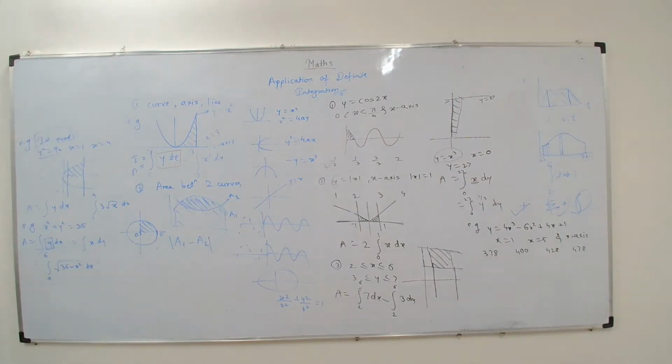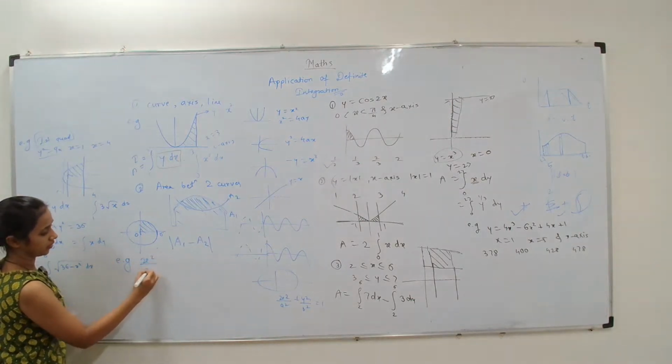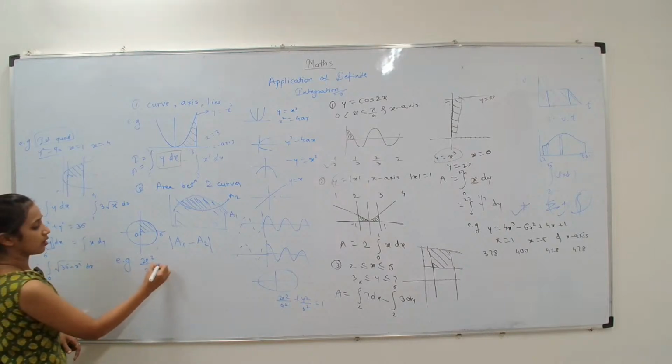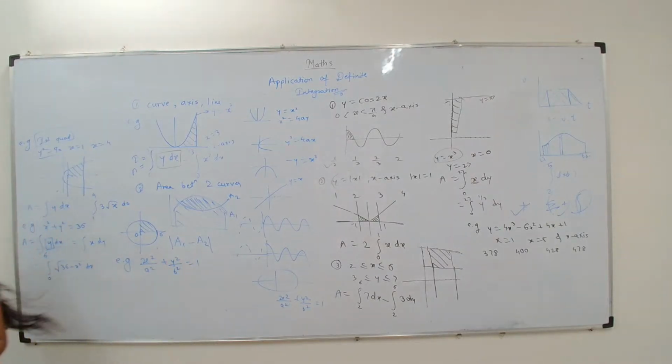Last one. Find area of the ellipse. Generalized question है ज्याचा answer fix असतो. Find area of the ellipse. X square upon a square plus y square upon b square is equal to 1.